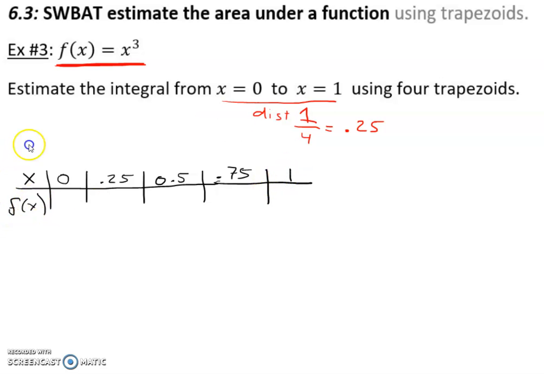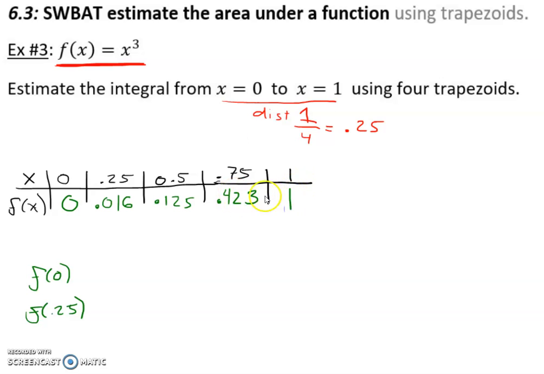For the y values, just like in the last video, we need to find f of 0. We need to find f of 0.25. I'm going to round everything to 3 decimal places. This is really just calculator work. When I do that, I'm going to skip ahead. Hopefully you guys all know what I'm doing. I'm just plugging in these x values into the function. I'm getting 0, 0. 0.25 has a y value of 0.016. 0.5 has 0.125. 0.75 has 0.423. And then 1 has a y value of 1.